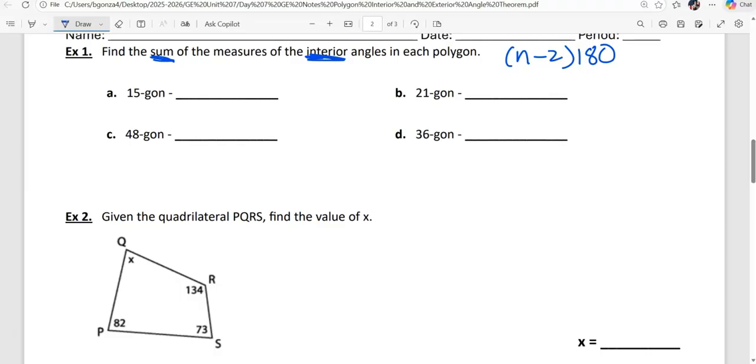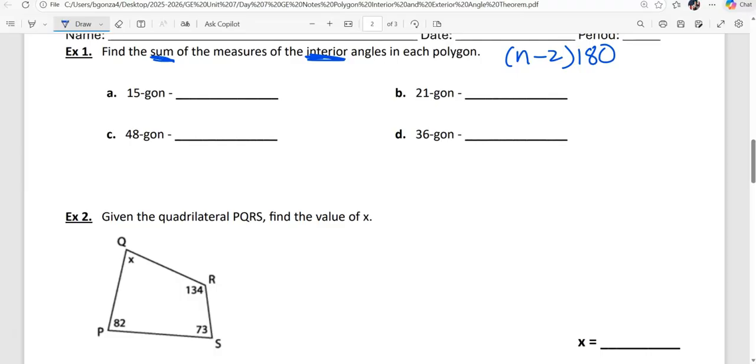Now look, we talked about some of these names, but look at these names. This is kind of weird. 15 gon? What's a 15 gon? Well, guess how many sides are in a 15 gon? 15. Okay, yeah. So it's in the name. A 21 gon is, imagine 21 sides. 48 gon, 48 sides. 36 gon, 36 sides. Okay? It's hard to imagine so many little tiny sides, but they exist theoretically.